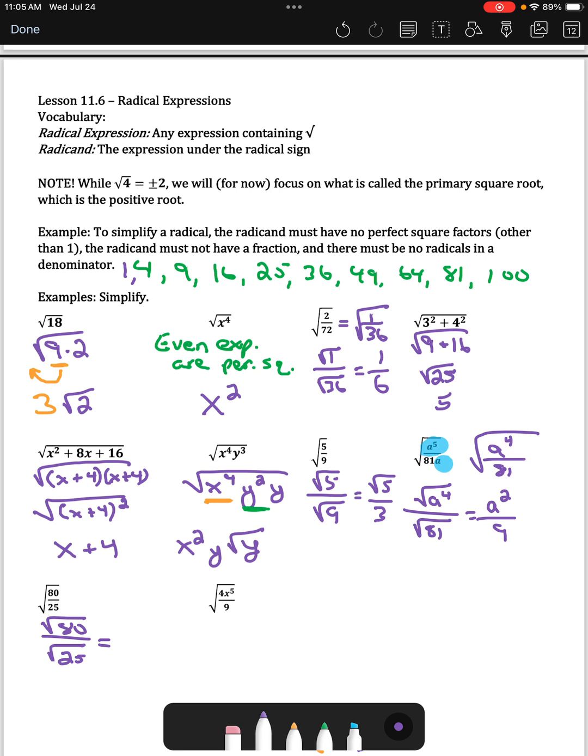So 4 is in the list. 80 is 4 times 20. But 20 is 4 times 5. If 80 is 4 times 20 and 20 is 4 times 5, then 80 is 4 times 4 times 5, or 16 times 5. The biggest perfect square hiding in the number 80 is 16.